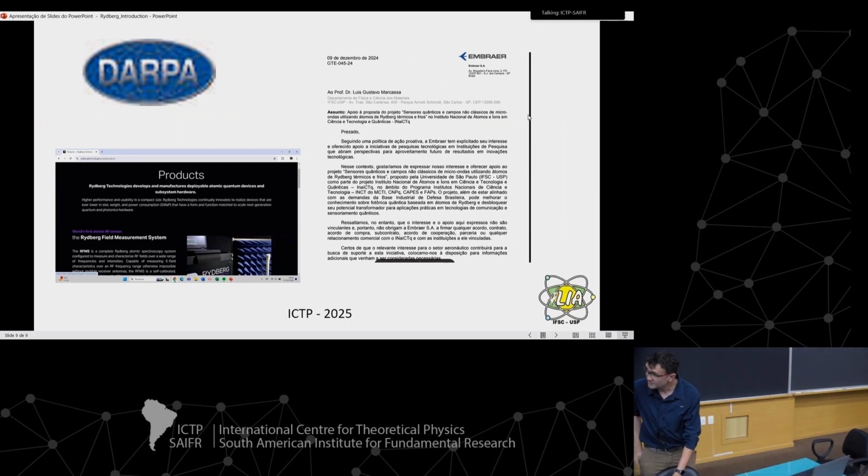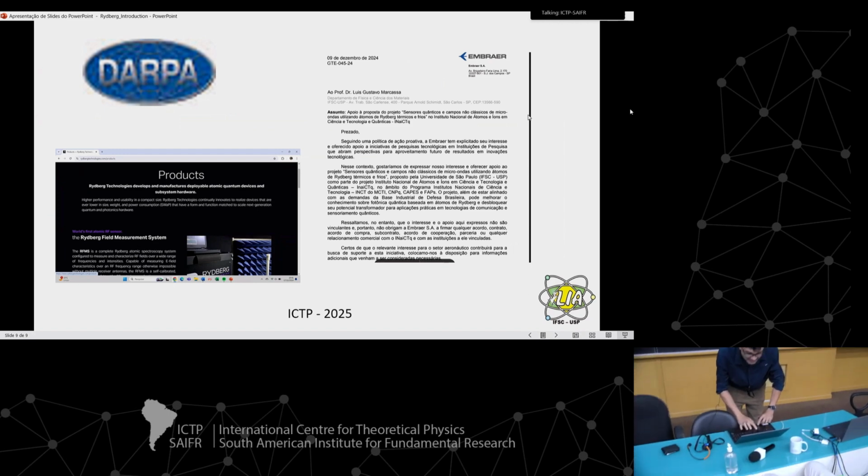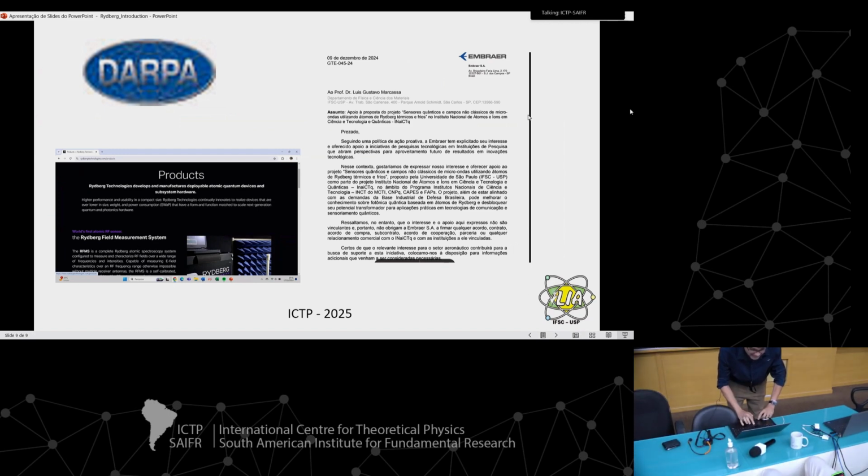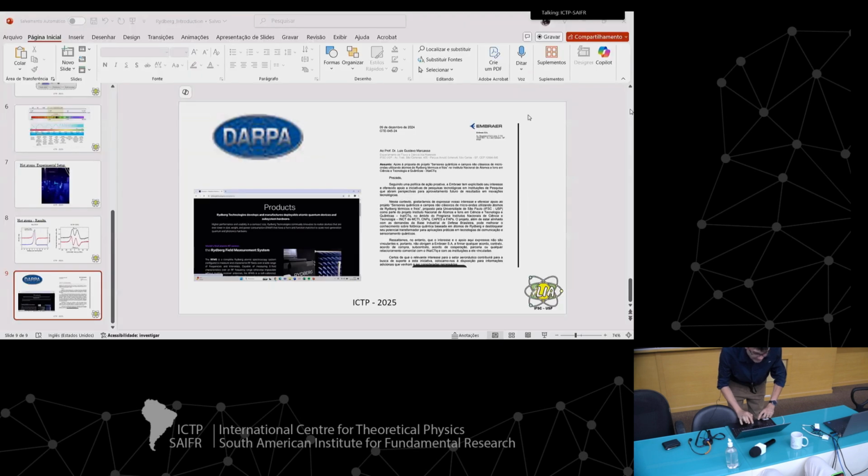Thank you, Marcassa. So now we have João Paulo Sinecker from the CBPF talking about superconducting devices. So we will alternate between atoms and solid-state-like systems.